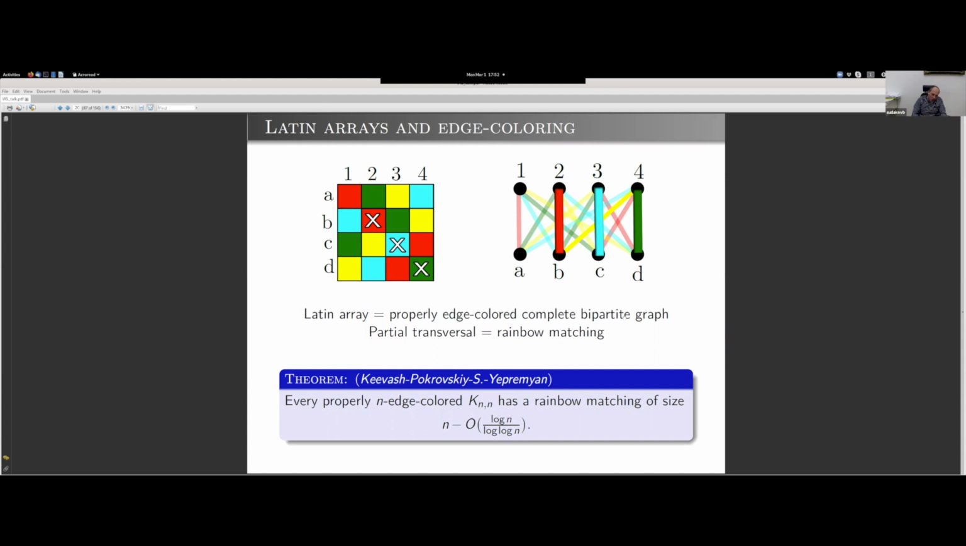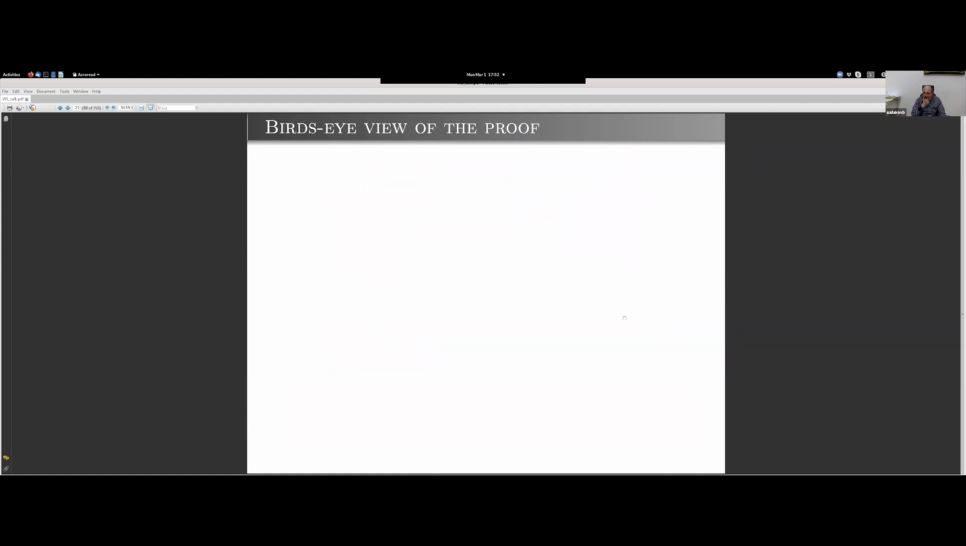So as I said, unfortunately, I will not go too much into the proof, but I don't want to completely disappoint you. So let me give you at least something. I use this slide to give you a bird's eye view of our ideas. Let me start with the lemma, which I think is interesting in its own right. The lemma says the following.